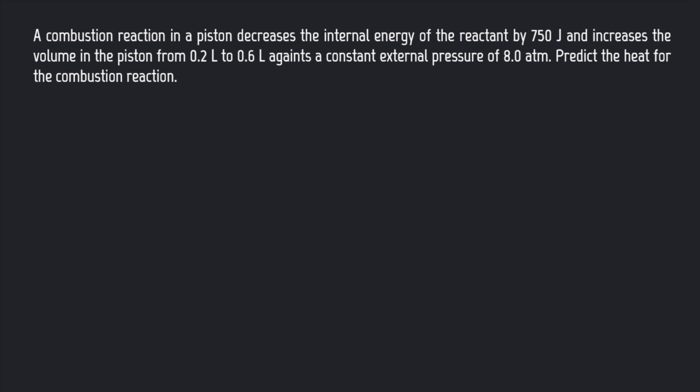Question number 3. A combustion reaction in a piston decreases the internal energy of the reactant by 750 joule and increases the volume in the piston from 0.2 liter to 0.6 liter against a constant external pressure of 8.0 atm. Predict the heat for the combustion reaction. Alright, so from this question, it states here that the combustion reaction in a piston decreases the internal energy of the reactant by 750 joule. Therefore, we can know that your delta U is actually equivalent to 750 joule.